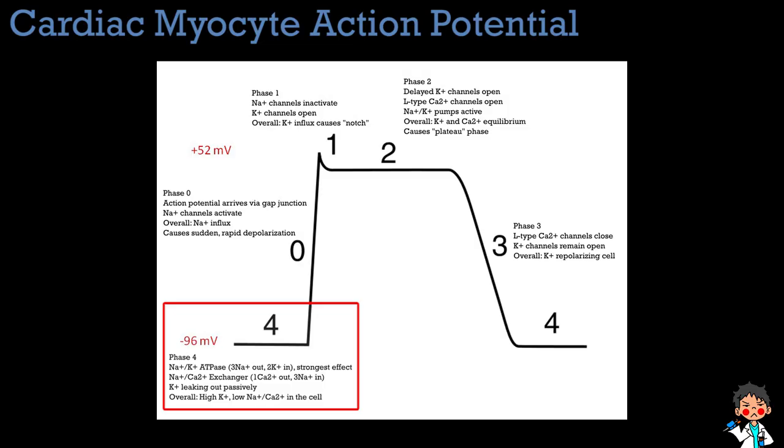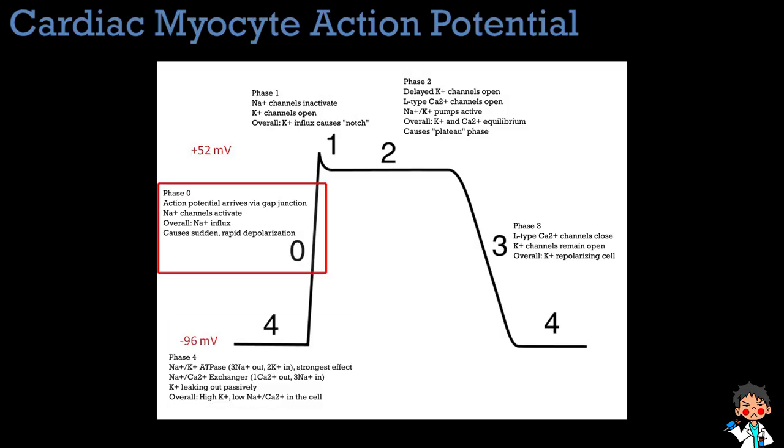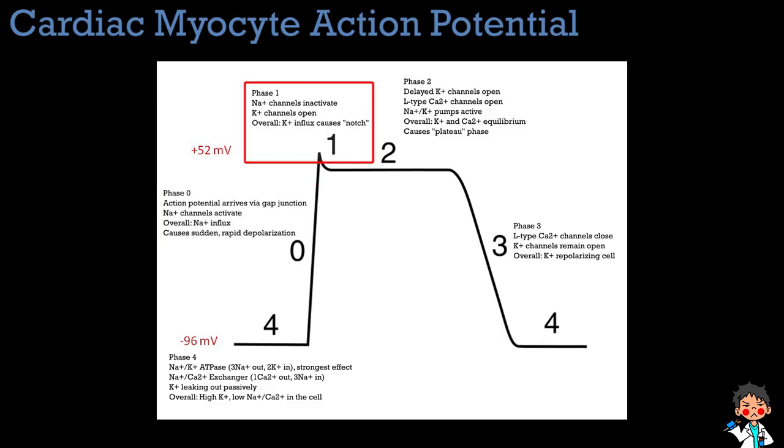So phase 4, equilibrium between potassium, sodium, and calcium going in and out of the channel with potassium high inside and sodium and calcium low inside. And then you have phase 0, where there's a sudden rapid depolarization because of sodium influx into the cell. Phase 1, potassium starts to leak out of the cell, causing a notch downwards. And in phase 2, calcium starts to come into the cell at the same time as potassium leaving the cell, which causes this equilibrium plateau phase. And then eventually the calcium runs out during phase 2, and you'll get phase 3, where potassium continues to leave the cell, which repolarizes the cell. Again, let's keep it simple.